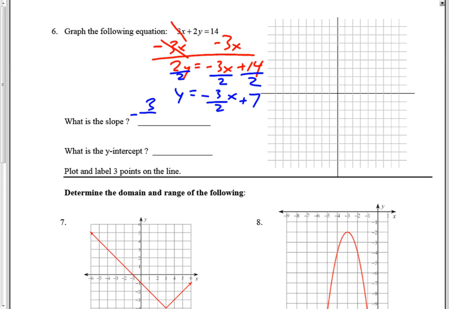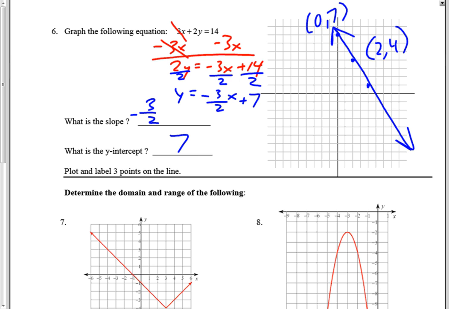You've got a slope. If the slope is negative, will this be uphill or downhill? Downhill. The points I got out of this, well, let's see. My y-intercept is 7, so I know (0, 7) is one of my points. (2, 4). I got all of these points off of my calculator. (4, 1). Done.